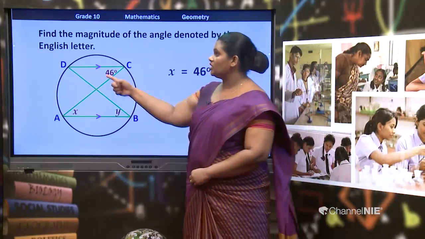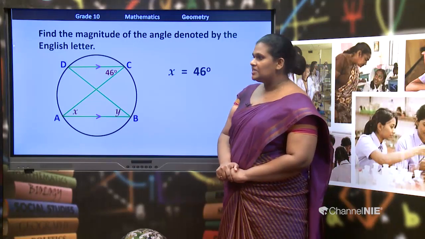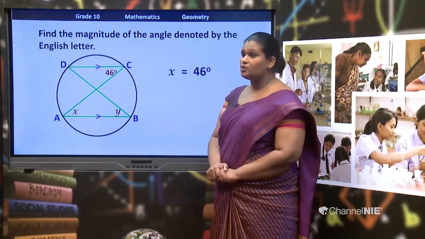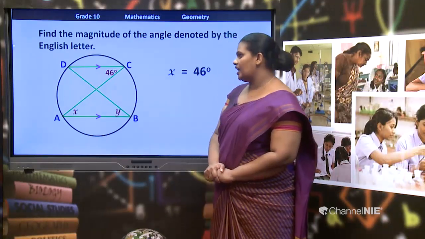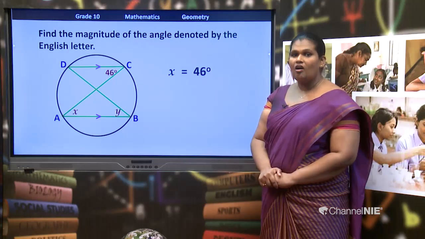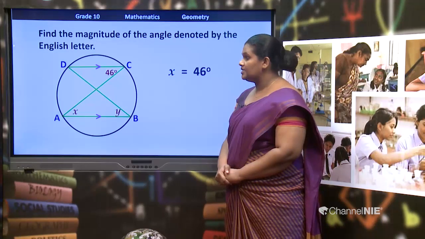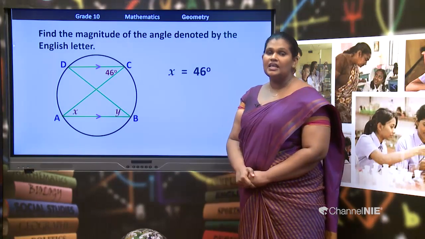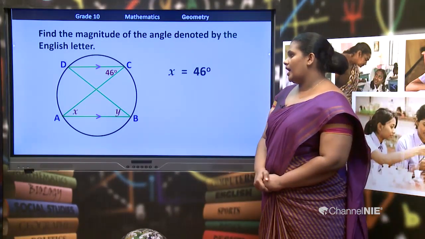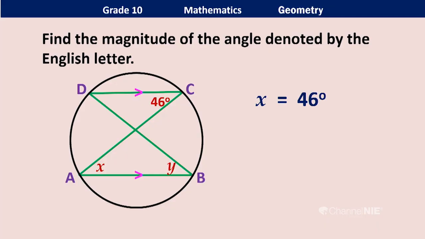Here they have mentioned BC and AB are parallel lines. Since those two are parallel lines, what can you say about the angle DCA and angle CAB? Those are alternate angles, isn't that so? So, since those are alternate angles, I can say those two angles are equal in magnitude. So, the magnitude of x can be taken as 46 degrees. Right.